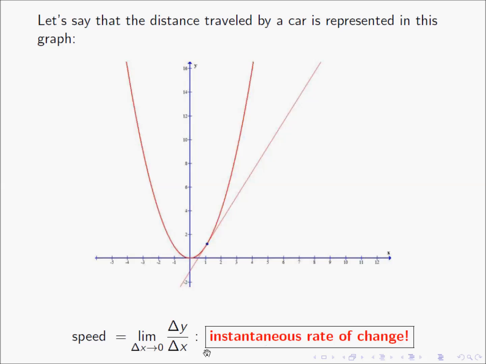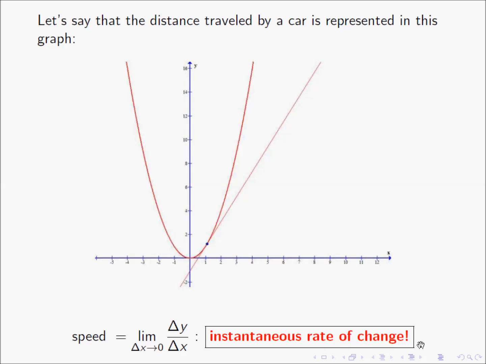And in this case we don't have average velocity. This limit is instantaneous velocity, or more generally instantaneous rate of change, because velocity is the rate of change of distance over time. That's velocity. So more generally we can think about the derivative as instantaneous rate of change.